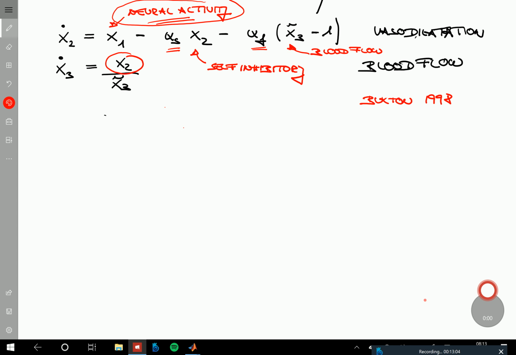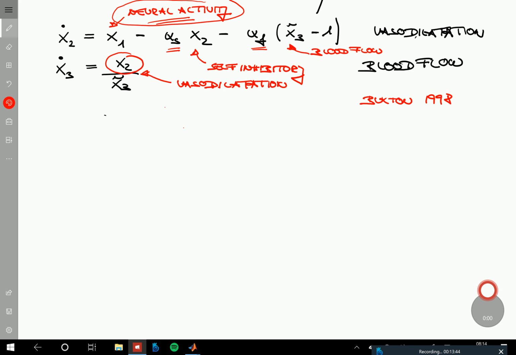So here the vasodilatation feeds into the rate of change of the blood flow variable. And if it's positive, then the rate of change of the blood flow is positive, so it goes up. And in this case, the blood flow inhibits itself not by means of subtraction, but by means of a division. So if the blood flow goes up, its rate of change is diminished strongly.